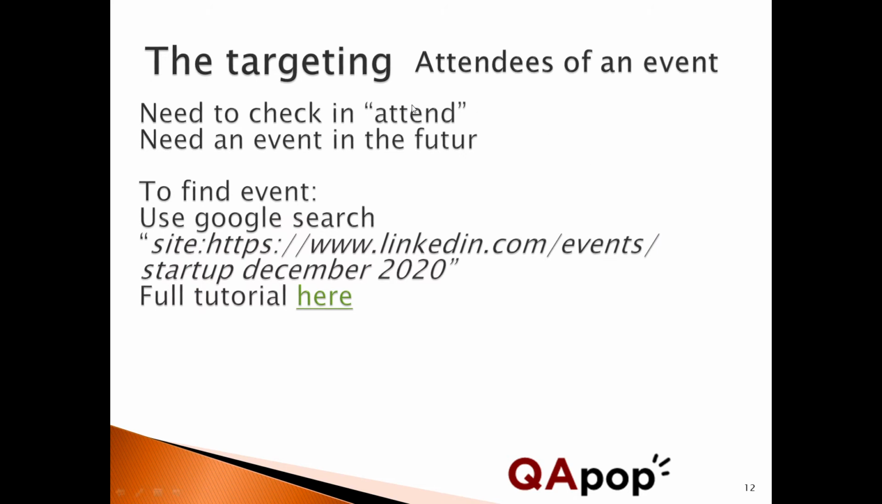You have two limitations with events. You can check in only for events which are in the future. And you need to check in to attend the event in order to see the members. So you need to be back here searching for those events. An easy way to do it is to make a LinkedIn Google search using the site parameter for linkedin.com/events. That will restrict the Google search to only LinkedIn event pages. Then you can add the keyword you're interested in, like startup, and a time in the future to get events which will actually happen in the future. That can allow you to have a very nice niche audience.